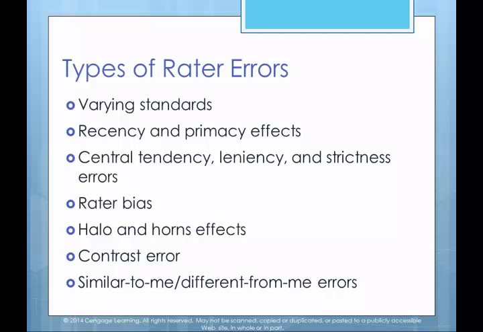Similar to me and different from me: raters are influenced by whether people show characteristics that are the same as or different from their own. So for example, if you went to UT or UCLA, I might say, oh, you're similar to me, so you must be a great performer. And different from me, oh gosh, if you went to USC, you've got to be a not so good performer. That's the kind of error they're talking about.